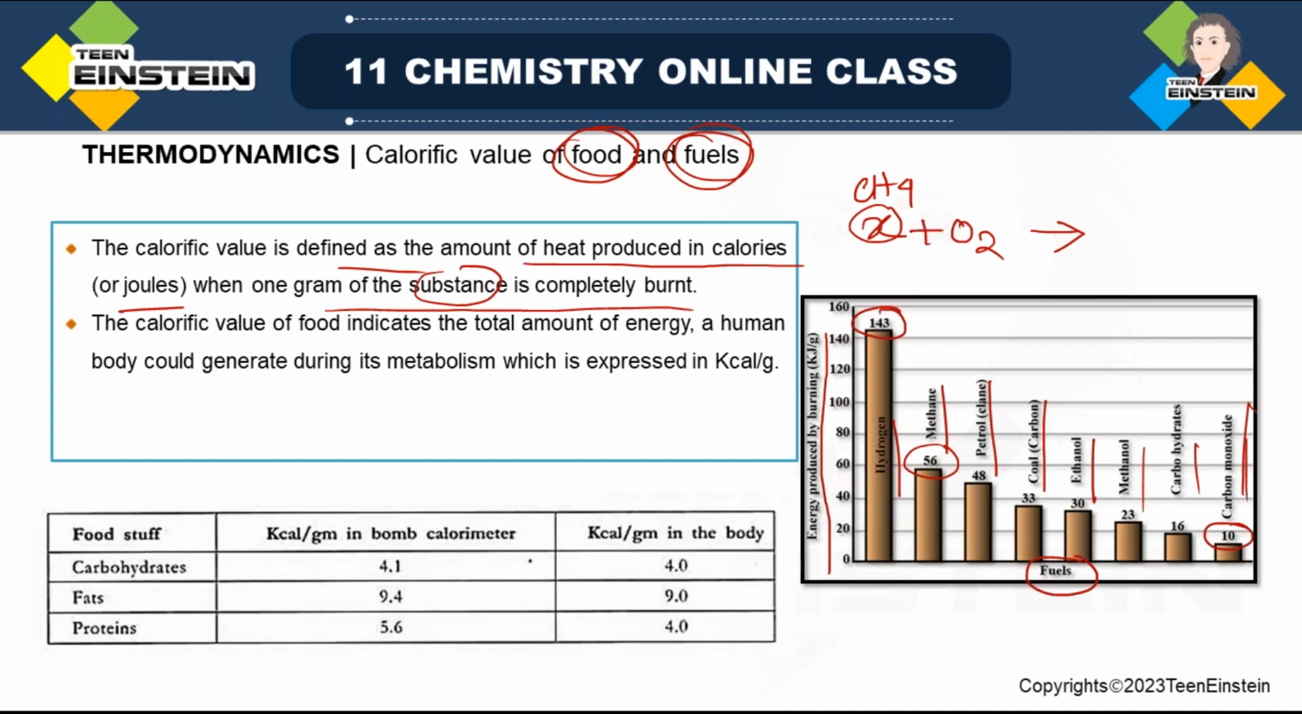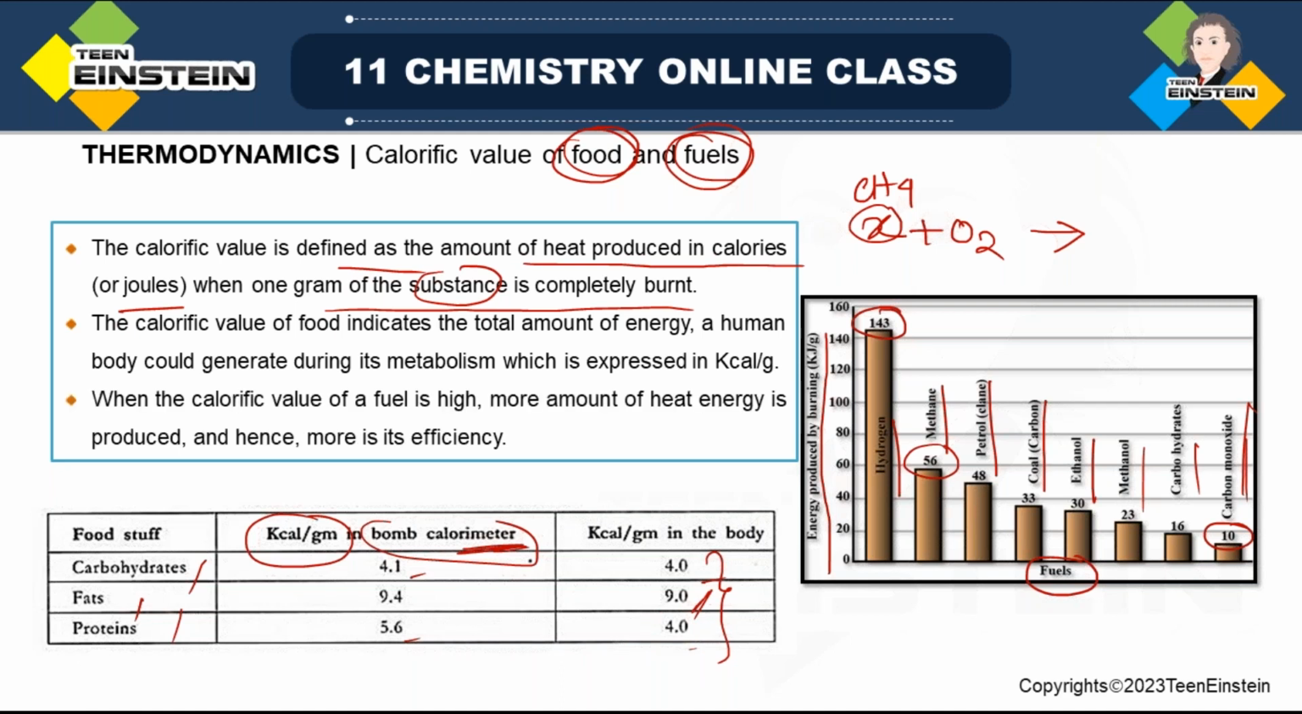Here we can see some examples of foodstuff: carbohydrates, fats, proteins, the three main components. Now you can compare the energy they produce per gram in a bomb calorimeter and also inside the body. In a bomb calorimeter, the specialty is that volume remains constant. These values are almost close. You get 4 kilocalorie per gram for carbohydrate and protein, but for fats it is almost double.